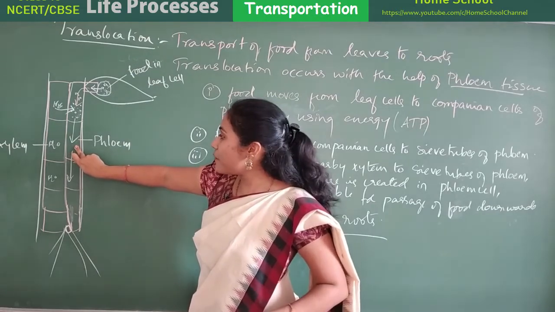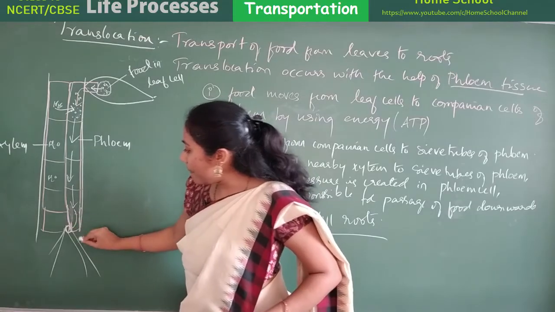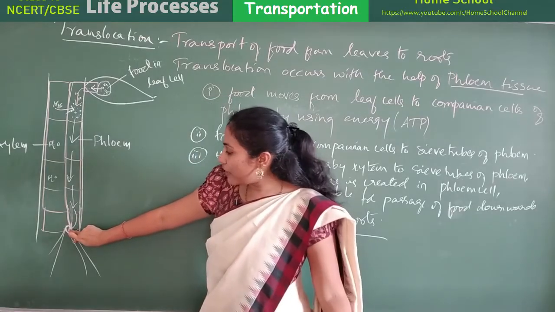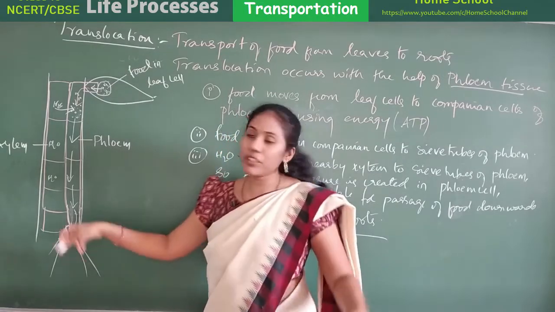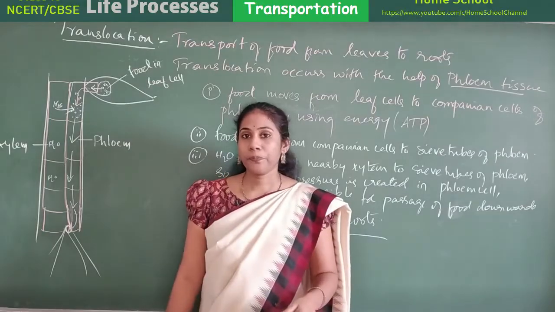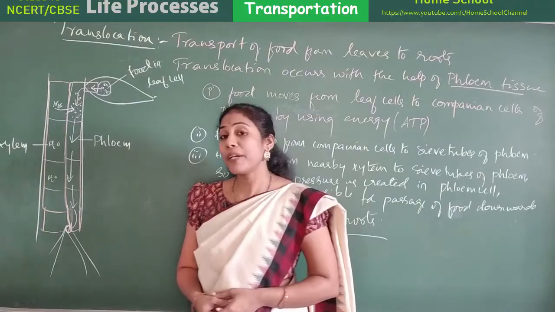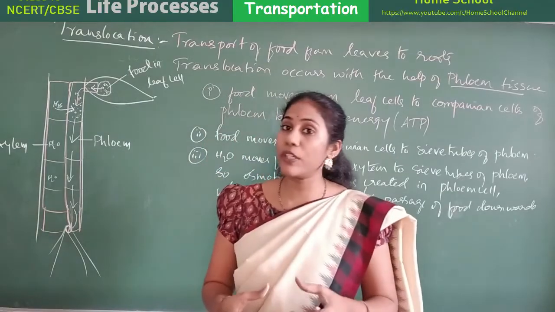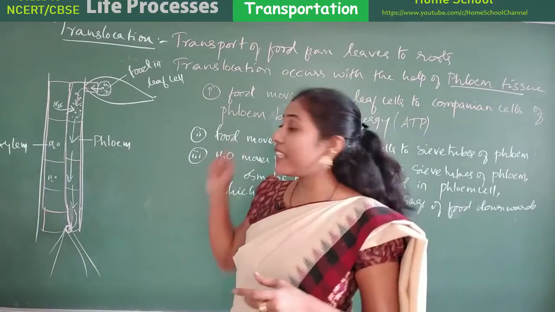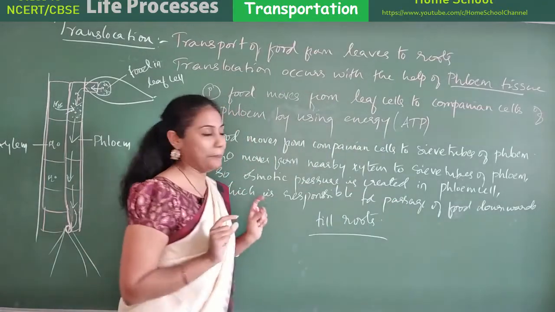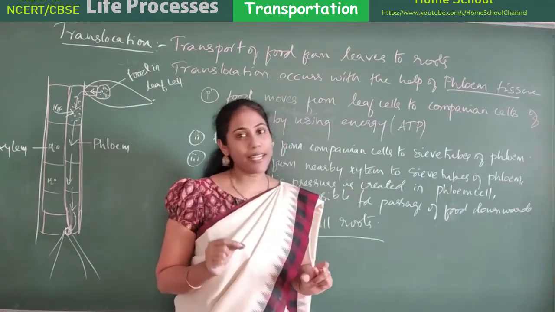So the food is passed from here to here, and later from here to here, and later it will be passed to the companion cells of a root, and from the root, the food is passed this way. So this is all about the transport of food from leaves to roots, and this is what we call translocation. So how is this food transport taking place? With the help of a tissue called phloem. Okay, fine. Now let us see a beautiful picture on translocation.